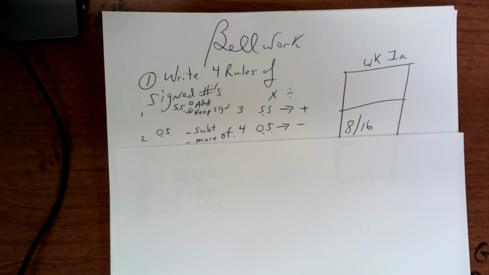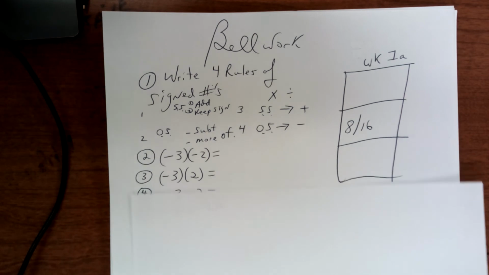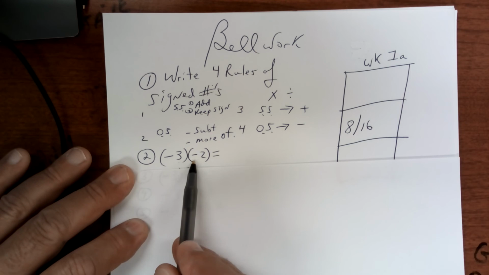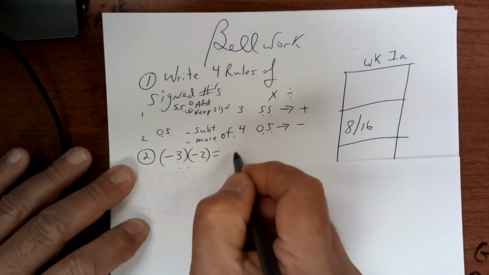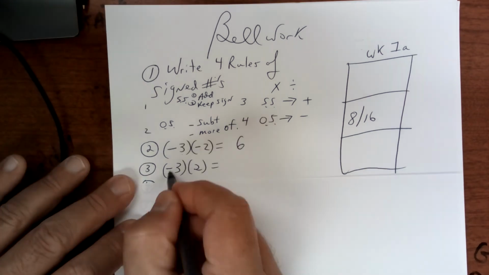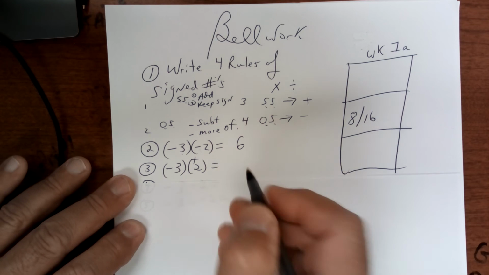All right, so let's keep moving. Down here, we're going to use the rules. However, here we're multiplying. So we have the same signs. 2 negatives is going to be a positive. 3 times 2 is 6. This is 1 negative. If it's 1 negative, it's going to be a negative.